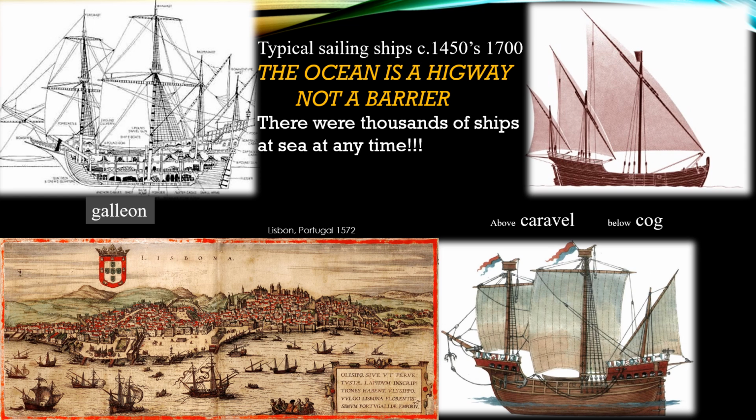Every major port city, Ostend and Dunkirk, London is a port city, Bristol, Portsmouth, they were teeming with ships of this nature. Venice, just a great big giant archipelago with a huge harbor, thousands and thousands of ships there. Constantinople, no less, thousands of ships. And so the ocean is a highway, not a barrier.